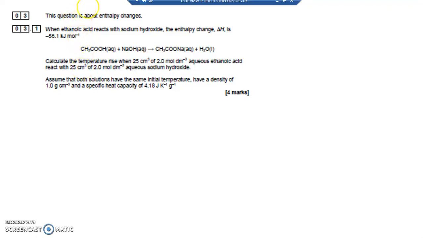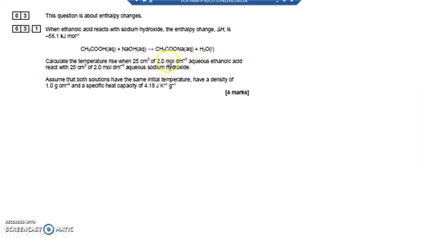Question 3. This question is about enthalpy changes. When ethanoic acid reacts with sodium hydroxide, the enthalpy change delta H is minus 56.1 kilojoules per mole. I've been given an equation, ethanoic acid and sodium hydroxide. Calculate the temperature rise, 25 centimeter cubed of 2 mole per decimeter cubed ethanoic acid. I'm not going to read any further than that.